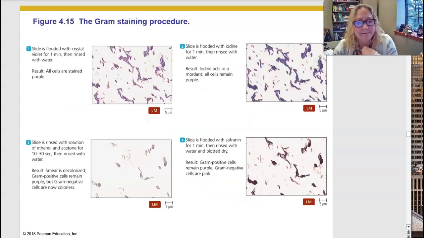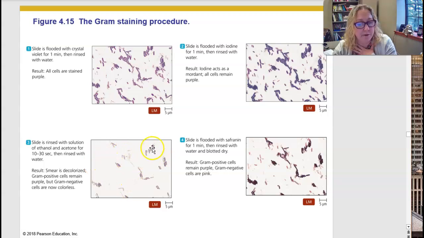They are going to look kind of like this. Okay? All cells are stained purple, so if you were to look at it in between these processes, which you're not going to do because that's going to make a mess, and it's going to turn the microscope purple. No one's doing that. So then you're going to flood it with iodine. Again, everything looks purple. Then you're going to rinse it with ethanol and acetate.